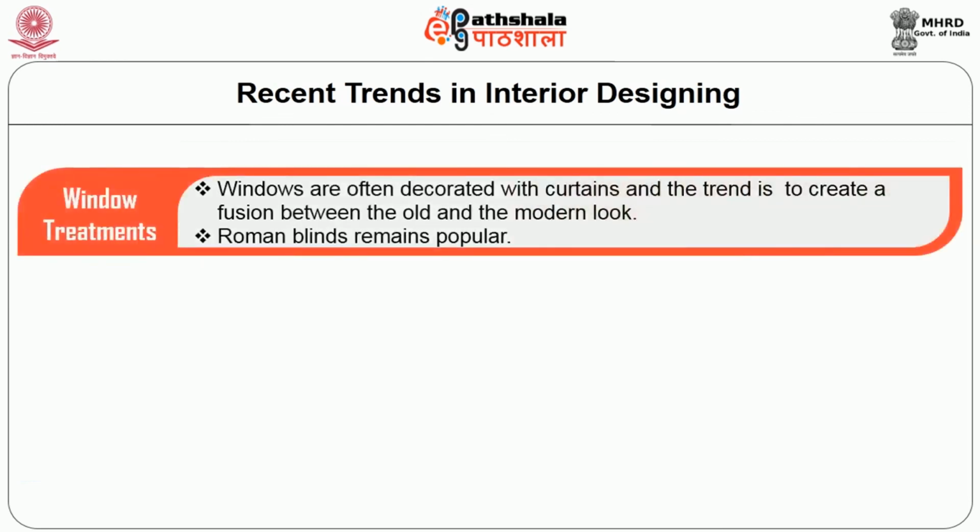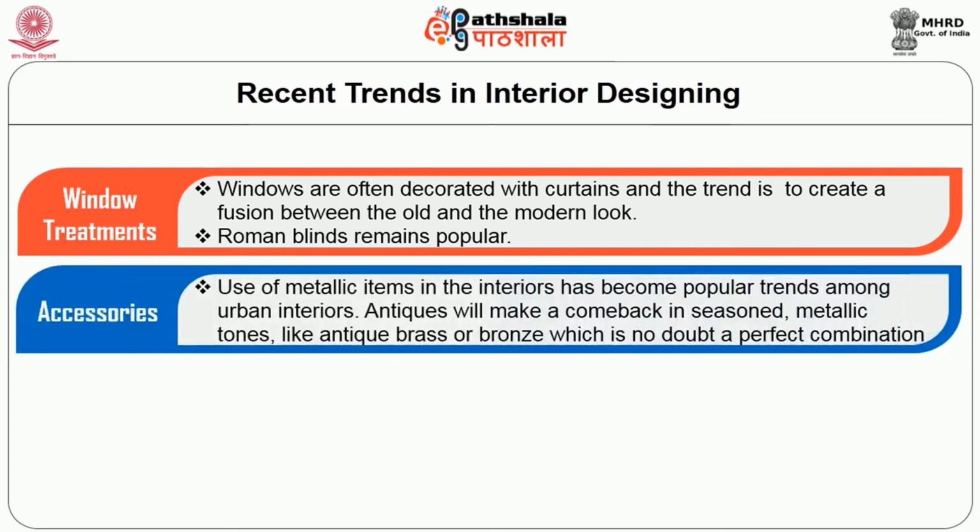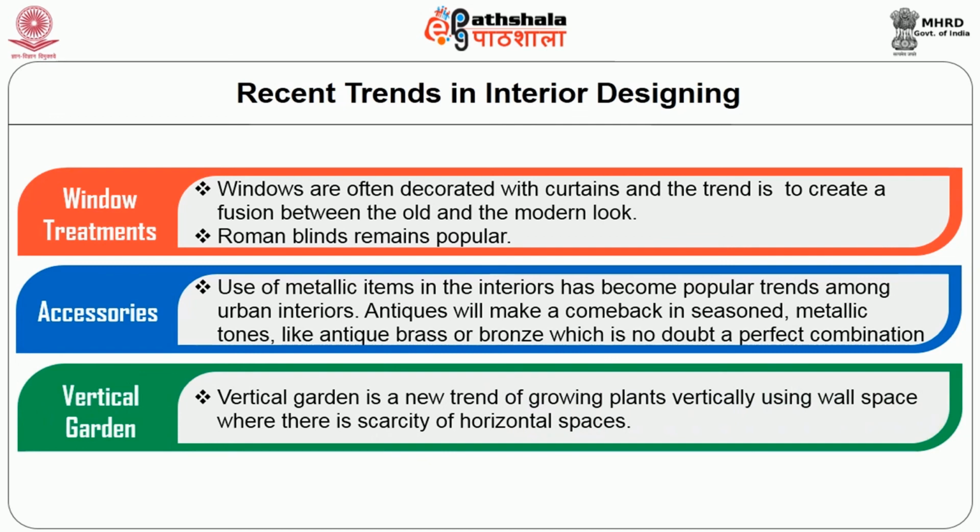When we see the window treatments, windows are often decorated with curtains and the trend is to create a fusion between the old and the modern look. Roman blinds still remain a popular one. Accessories: use of metallic items in the interiors has become a popular trend among urban interiors. Antiques will make a comeback in seasoned metallic tones like antique brass or bronze, which is no doubt a perfect combination. Vertical garden is a new trend of growing plants vertically using wall space where there is scarcity of horizontal space. So, the above mentioned are some of the important ideas that are trendy in style.